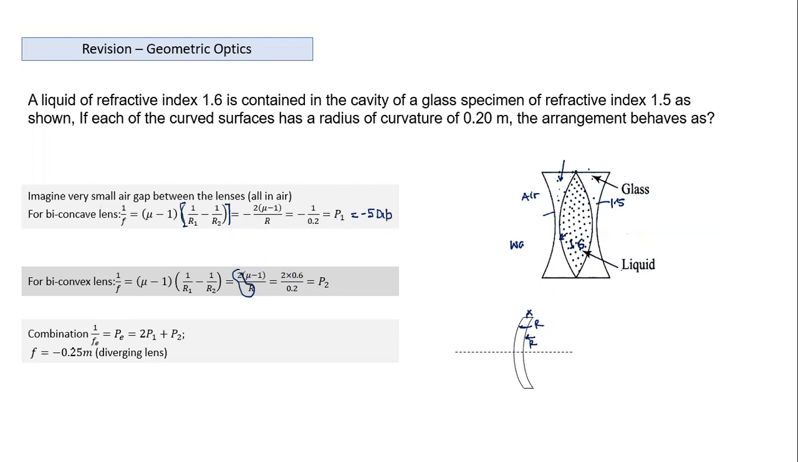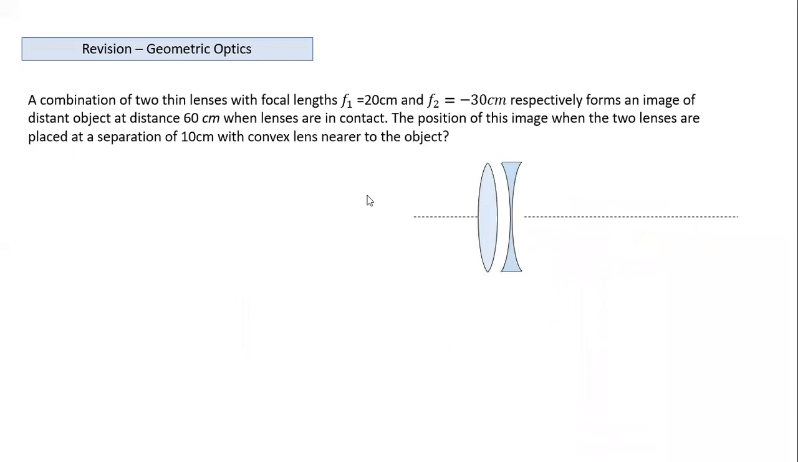We find the value of the inverse of the power, f, comes equal to minus 0.25 meter. Minus indicates the whole combination will act as a diverging lens. So saying whether it's a convex lens or a concave lens is meaningless. Perhaps a more appropriate way is behavior: it's a diverging lens.